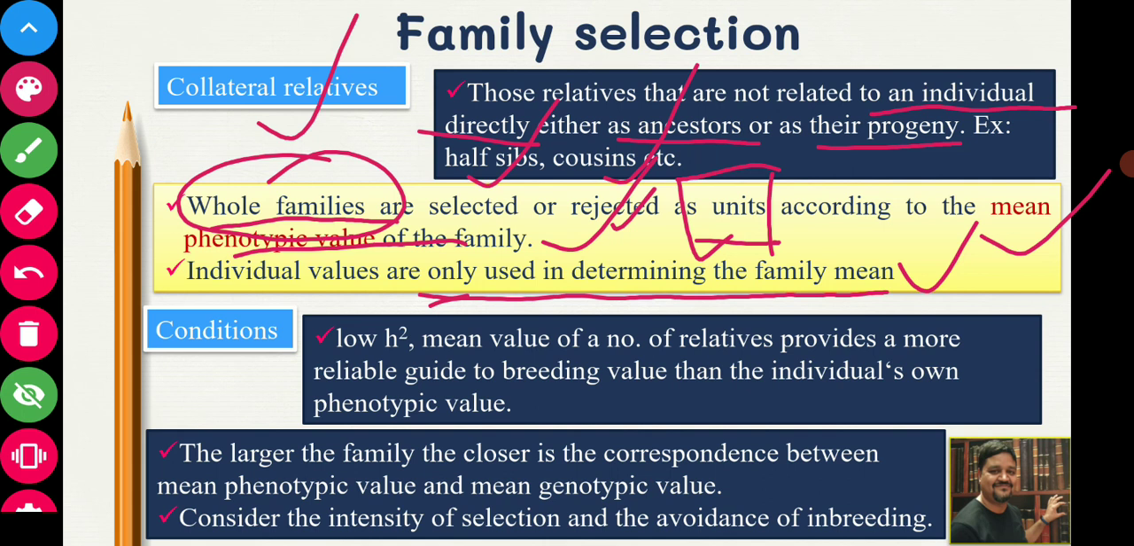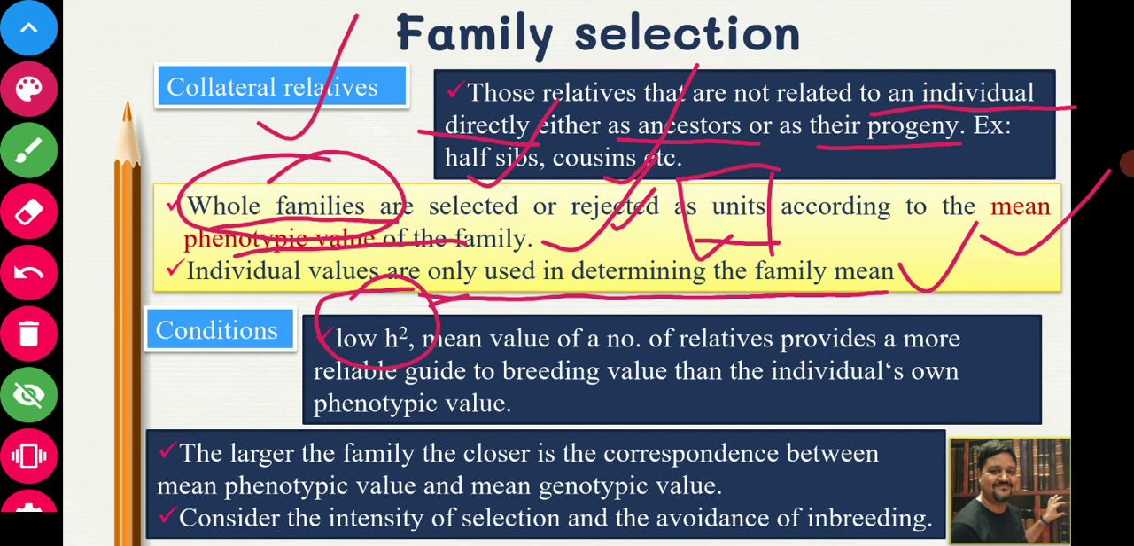So this was about the family selection. In the family selection, on the basis of mean phenotypic value of the family, the family having the highest mean phenotypic value, the whole family will be selected, and the family having the lowest mean phenotypic value, the whole family will be rejected. So what are the conditions? Here you have to note that the condition for family selection is that it requires low heritability. Why it requires low heritability, we will see in the next slide.